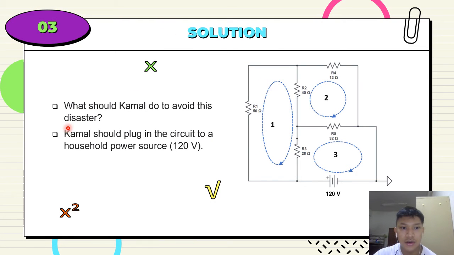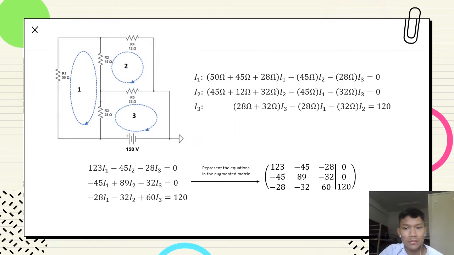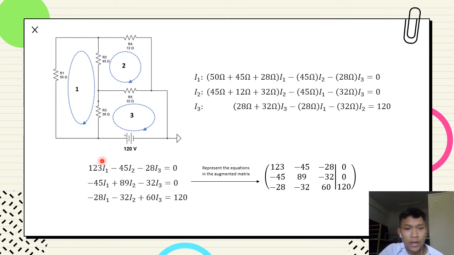The solution. What should Kamal do to avoid this disaster? The answer. Kamal should plug in the circuit to a household power source that is 120 volt. To understand why 120 volt as the power source is safe for the electrical appliances, we need to do the calculation. All the calculation here is the same as with 600 volt as the power source. The only difference is that the power source is 120 here and here.